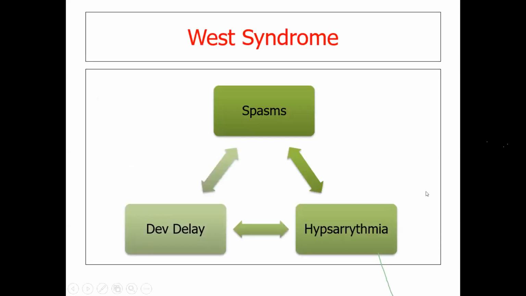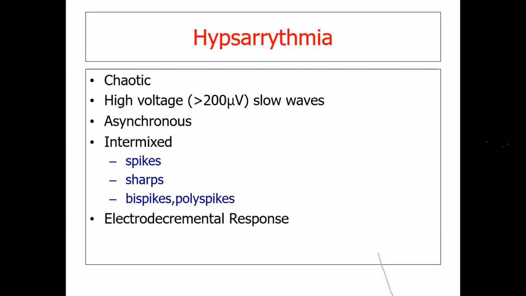So we are talking about West syndrome, and as all know, it is a triad: spasms, developmental delay, and hypsarrhythmia characterize a patient as having West syndrome. The etiologies are varied, so here we are interested in EEG only. Hypsarrhythmia is the hallmark signature EEG of West syndrome. Hyps refers to high altitude, high volume, high amplitude.